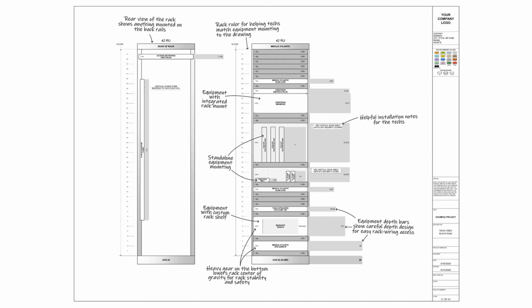Notice the depth bars on each piece of equipment. They show the depth of each piece of equipment compared to the depth on the rack shown at the bottom. Careful consideration of these depths during the rack design layout is needed for the techs to gain easy access to the equipment when wiring the racks.